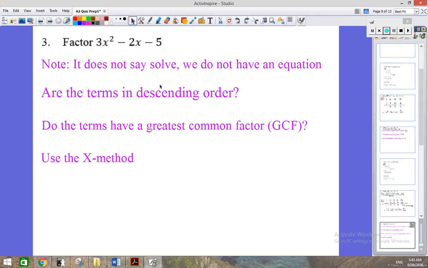Now, when I'm looking at an expression to factor, I ask myself, is it in descending order? 2, 1, 0, there's no variable there. So yes, this problem is in descending order. Is there a greatest common factor? Is there a number that divides every term? Can I pull out a common number or a common variable? In this case, no, I can't. 3 and 2 are prime with respect to each other. So if I have it in descending order and I've already looked to see if there's a common factor, I'm now ready to apply your X method that you like so well, that works very well for you guys.